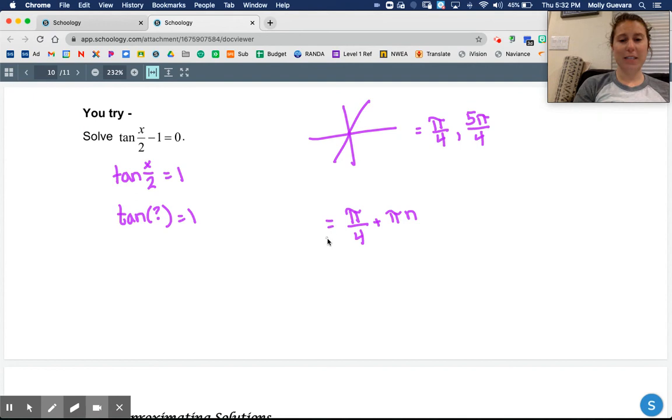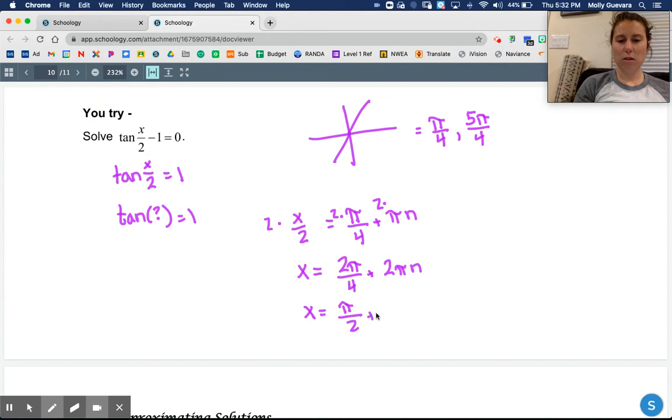But that doesn't equal x, that equals x over 2. So again, I'm going to have to multiply by 2. And I get x is equal to 2 pi over 4 plus 2 pi n. So x is equal to pi over 2 plus 2 pi n, where n is in the set of all integers.